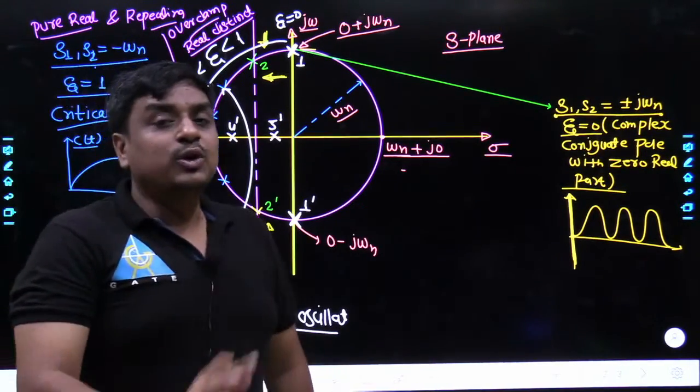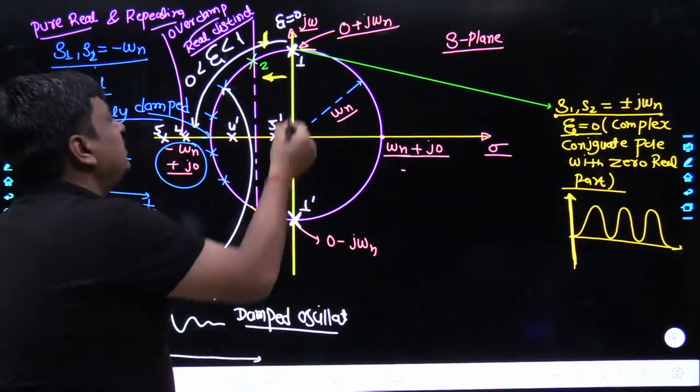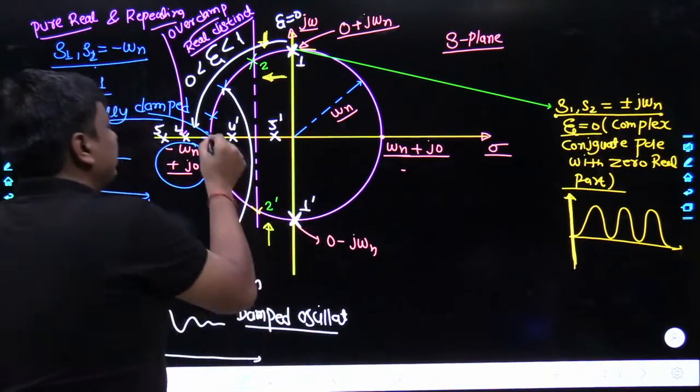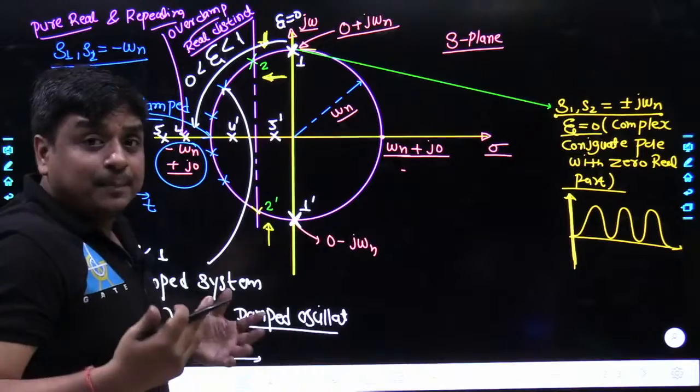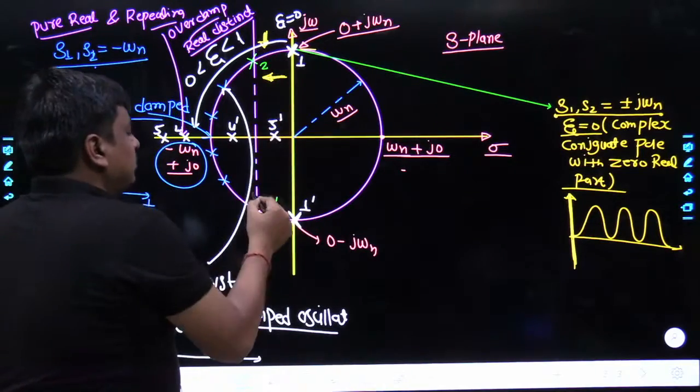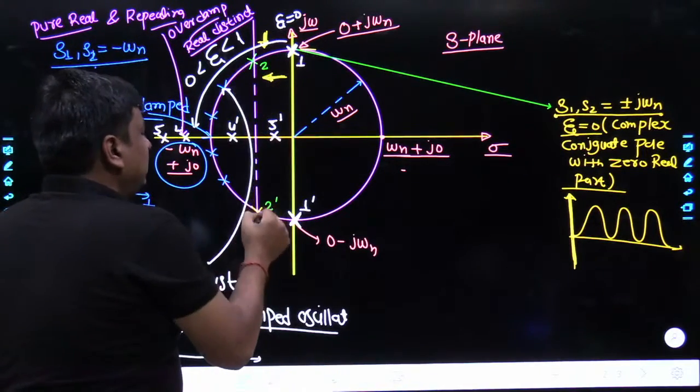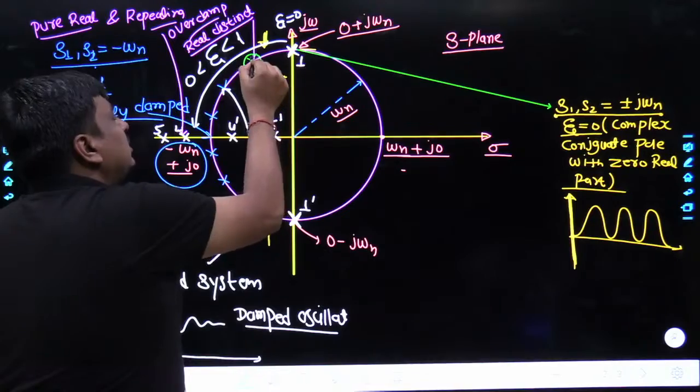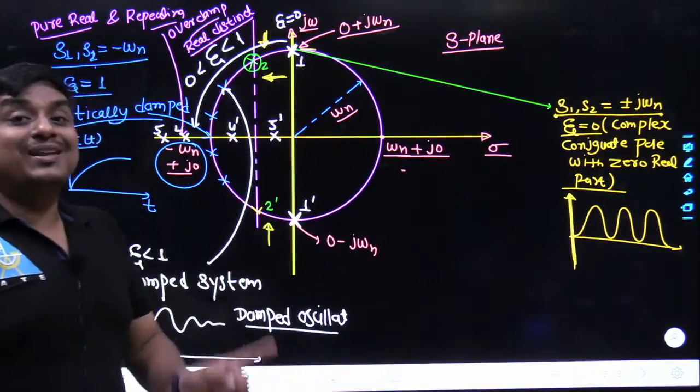But I am excluding 1 as well as 0. That means I am excluding this part as well as this part. So may I know how the poles have been located? See, either you take this portion, or you take this location. You can see very well, this pole has its real part as well as imaginary part.